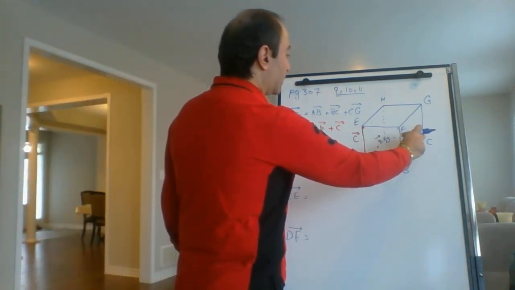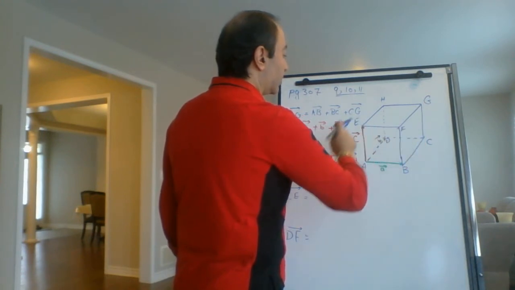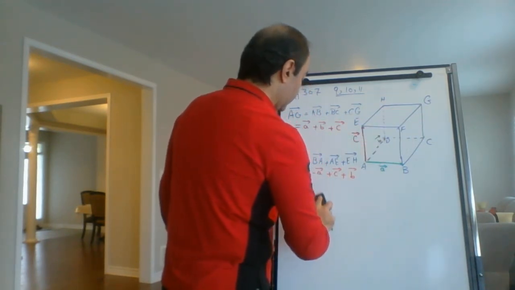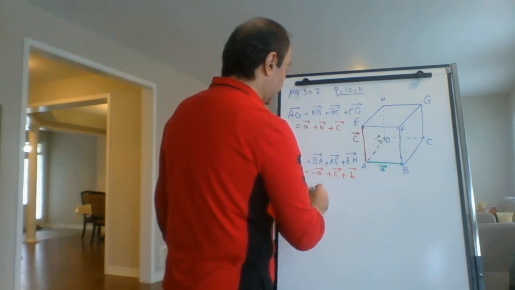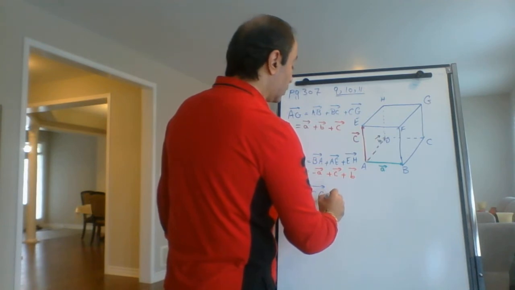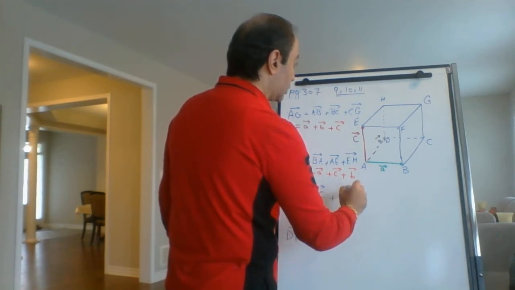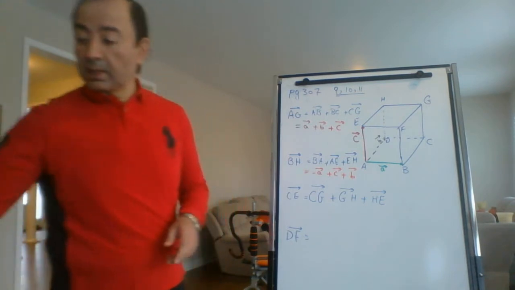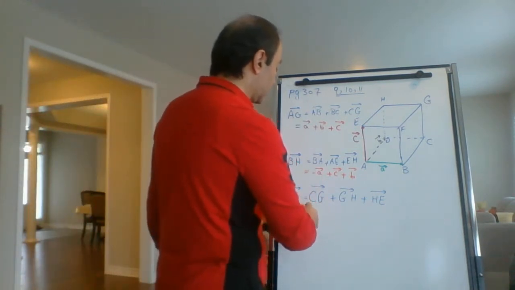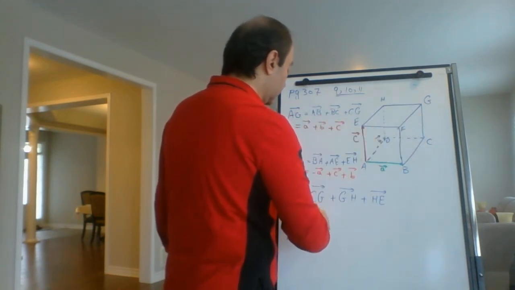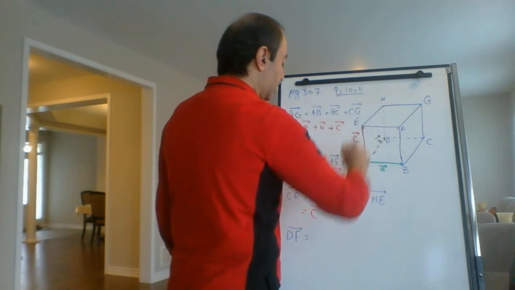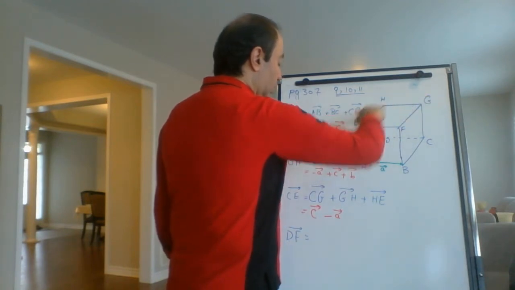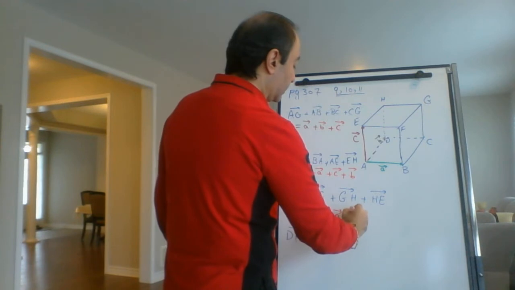Okay? The next, CE. So the tail is here, I'm starting at C and then I'm going to E. So let's say I'm going this way. Any path will work. So CG to GH to HE. Those are the three vectors. Now I need to see what is CG in terms of A, B, and C. CG is the same as vector C. GH is the same as negative vector A. AB is HG, GH is negative A. HE is negative vector B.